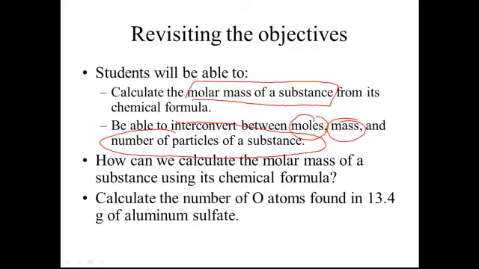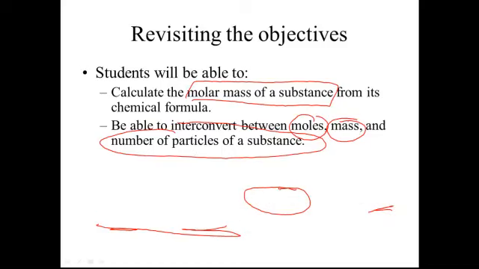Here's one last question for you that we can do here together. And this is a good test. If you can do this problem, then you are in good shape in terms of, do you understand the big concept of today? So this one, they're giving us 13.4 grams of aluminum sulfate, and we have to calculate how many oxygen atoms are in that sample of aluminum sulfate. So I'm gonna go back here a little bit. We've got 13.4 grams of aluminum sulfate.